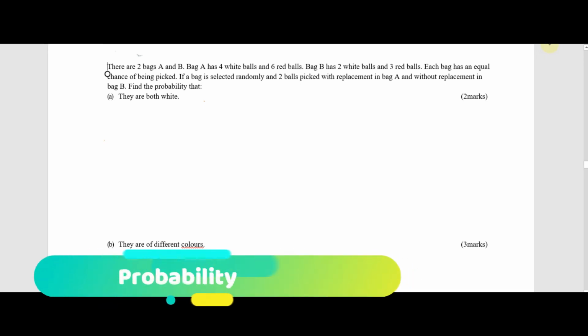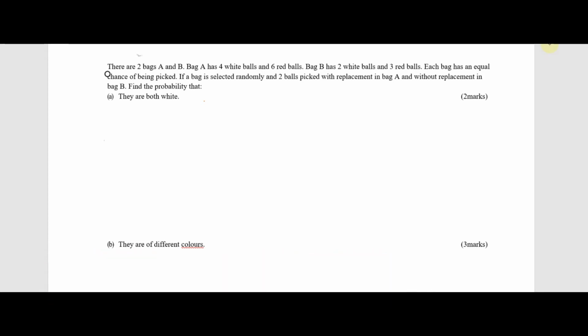There are two bags, A and B. Bag A has 4 white balls and 6 red balls. Bag B has 2 white balls and 3 red balls. Each bag has an equal chance of being picked. If a bag is selected randomly and 2 balls are picked with replacement in bag A and without replacement in bag B, find the probability that they are both white balls.